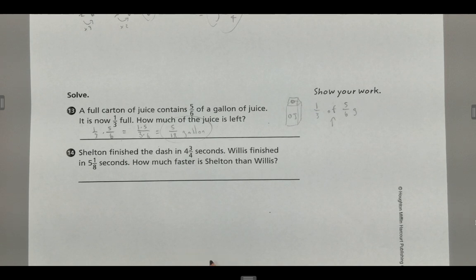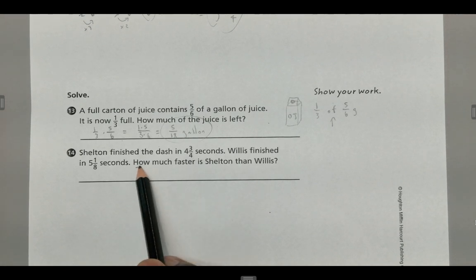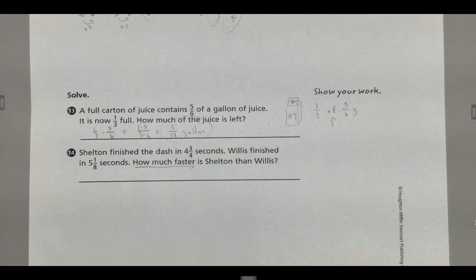14. Shelton finished the dash in 4 3/4 seconds. Willis finished in 5 1/8 seconds. How much faster is Shelton than Willis? How much faster? So visualize the situation. It's a race. They both ran the same amount. Maybe it was a 50-yard race. And actually, this would be pretty fast for 50 yards, so it's probably not that long. Shorter than 50 yards. Anyway, Shelton completed it in a shorter amount of time, so he was faster. And we're trying to figure out how much faster was Shelton compared with Willis.